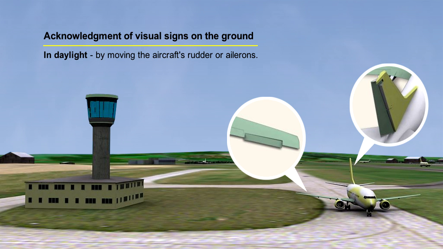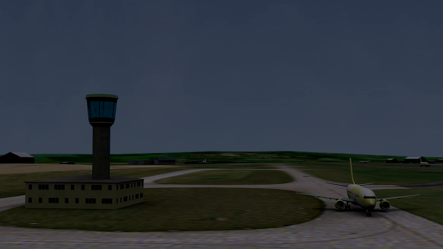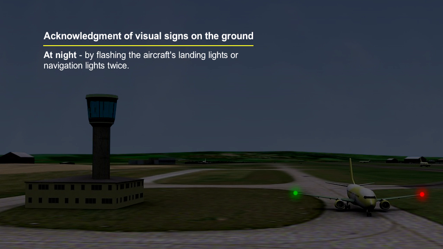When on the ground, during the hours of daylight, by moving the aircraft's rudder or ailerons, during the hours of darkness, by flashing on and off twice the aircraft's landing lights, or, if not so equipped, by flashing on and off twice the navigation lights.